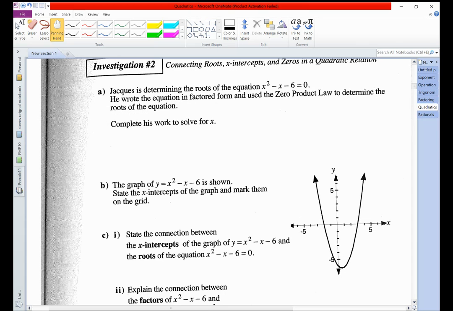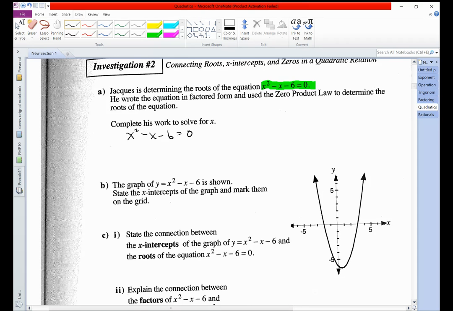So here we go. It says Jacques is determining the roots of the equation x squared minus x minus 6 is equal to 0. He wrote the equation in factored form and used the zero product law to determine the roots of the equation. So I think we did this in the factoring unit in the last lesson. You can see here, this is our equation, x squared minus x minus 6. So we can factor that and then use the zero product law to determine the roots of the equation. So x squared minus x minus 6 equals 0.